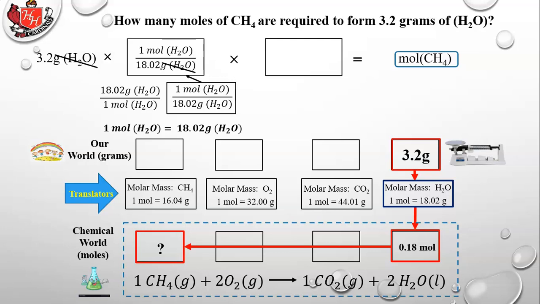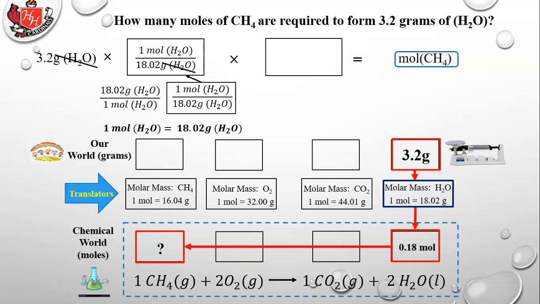So 3.2 times 1 mole H2O over 18.02 grams of H2O gives you 0.18 moles. You see that appear down in the bottom right box. You normally don't do intermediate calculations like that. But I'm doing it just to illustrate how this problem is flowing in the graphic organizer step by step. So we're now at the point where what you see up above is 0.18 moles of H2O.